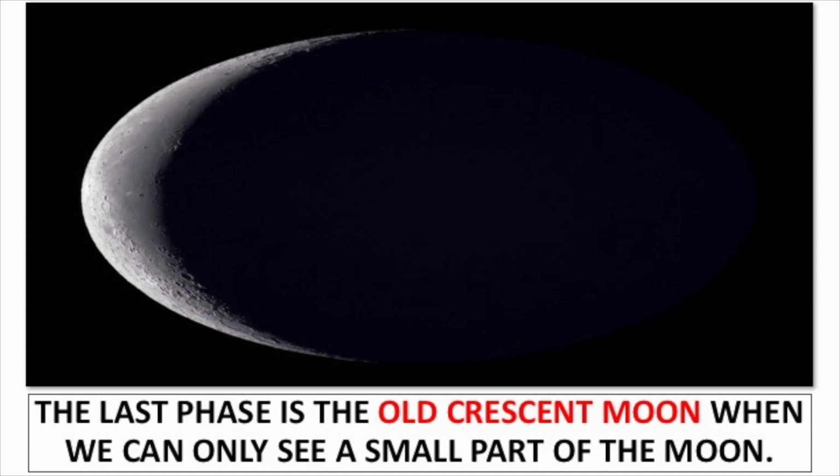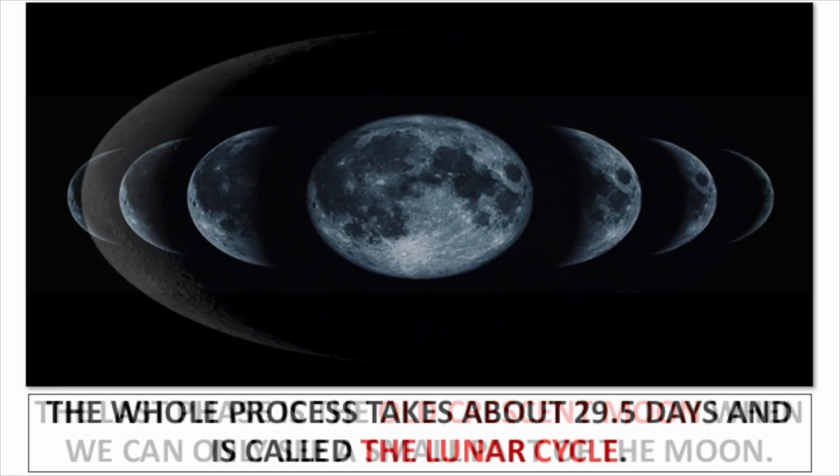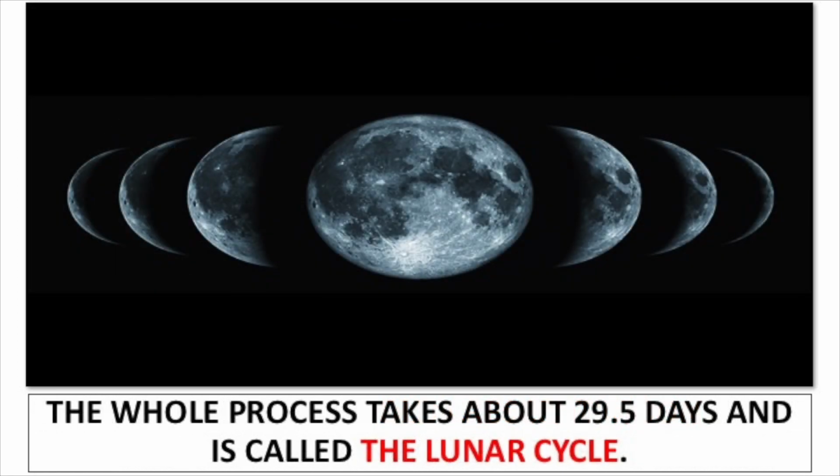The last phase is the old crescent moon, when we can only see a small part of the moon. Yes. Remember, the new crescent moon was this shape, but over this side. And what we've seen is the moon in its phases get bigger until it's a full moon, and then gradually smaller again, till it's the old moon. The whole process takes about 29.5 days and is called the lunar cycle.